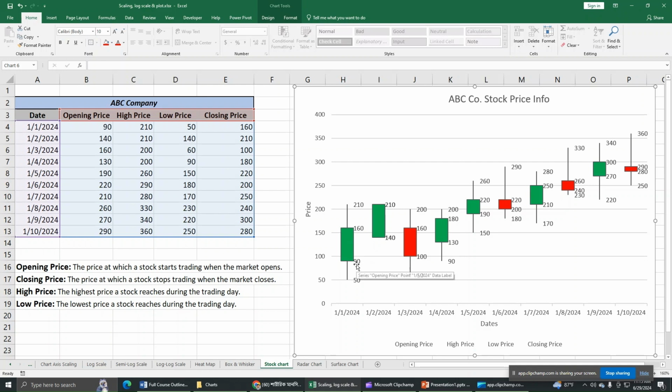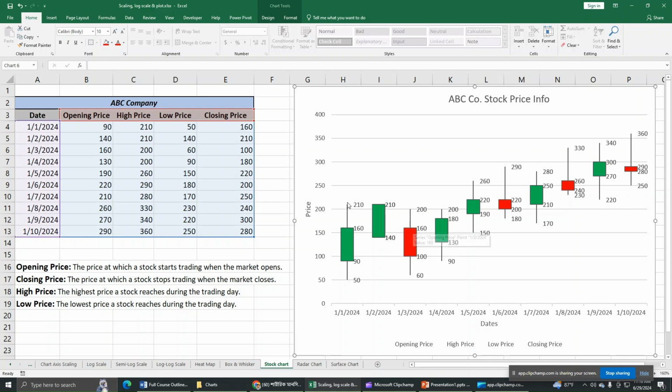This is 90, this is opening price, and this is closing price. That's why it generated a green candle. And here this is opening price and this is closing price, because the closing price after all day trading, it went down and it went to 100. That's why it generated a red candle. Okay, opening price and closing price will be in the end of this body, this one and this one.